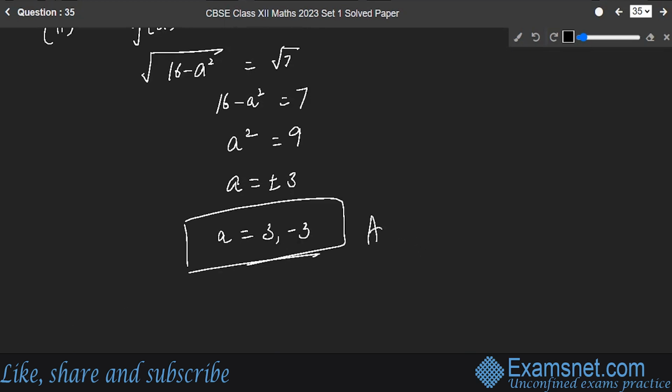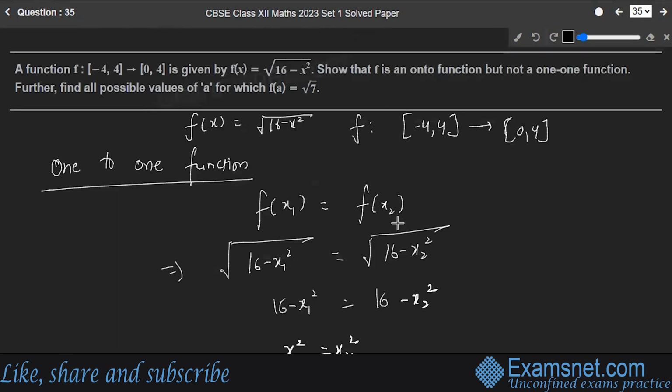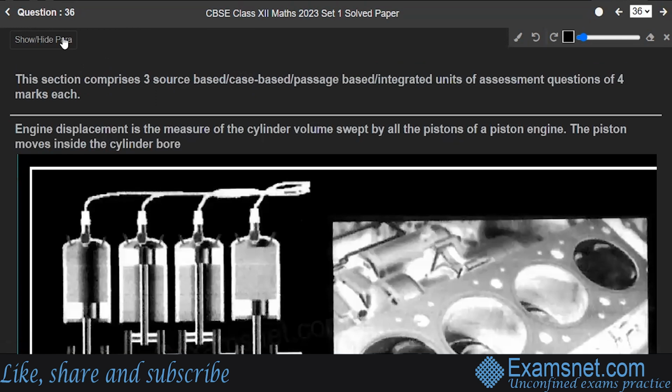So a can have two values as plus minus 3. This is the answer to the second part of the question, right? So what was the value of a? Possible values, it is 3 and minus 3. Hope you understood this. Let's move to the next question, number 36.